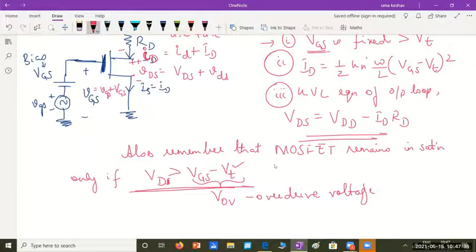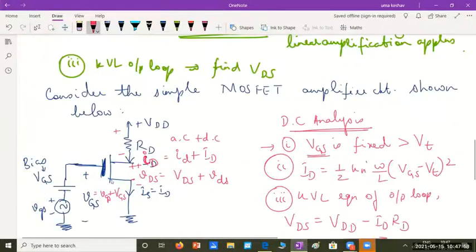So please remember, this condition is also important to be maintained if the MOSFET should remain in conduction in the saturation region. It remains in saturation only if this condition is satisfied. Okay, so this is about the DC analysis.